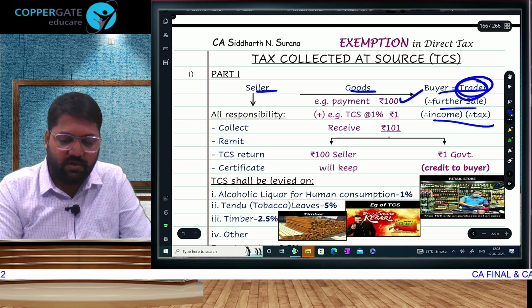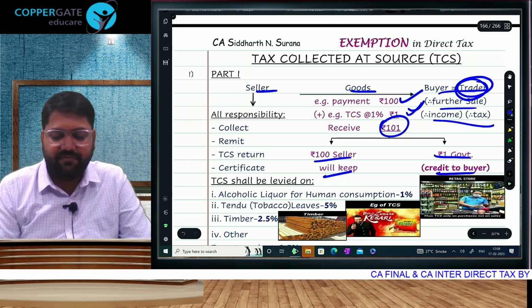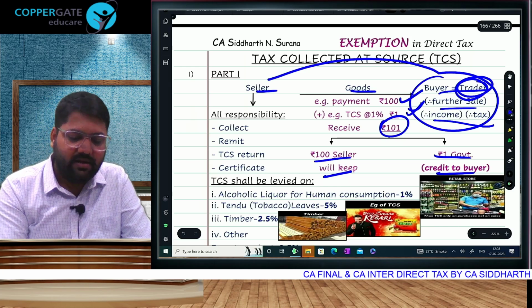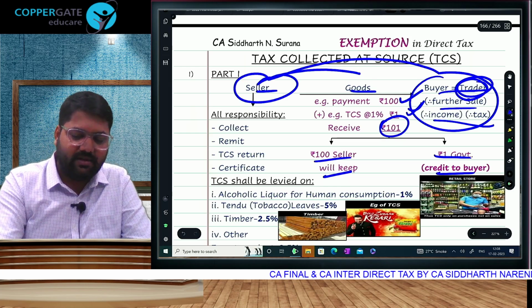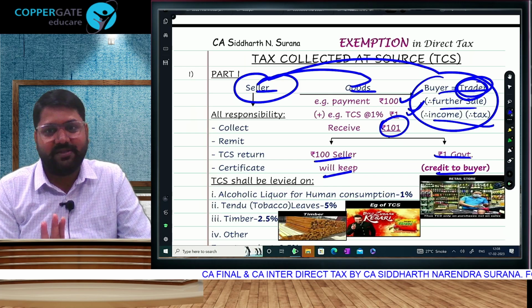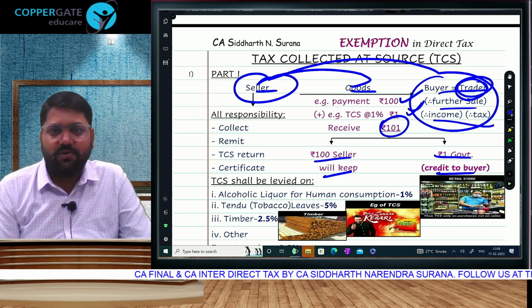So what the seller will do? He is collecting his payment plus collecting tax and receives the total. This amount he can keep and this he will give to the government. It is like the buyer has paid advance tax to the government but through the seller. So buyer will pay the seller and seller will pay to the government and buyer will get credit. So buyer का actual expense is 100 only. 1 का he will get credit, and if there is no liability, refund.